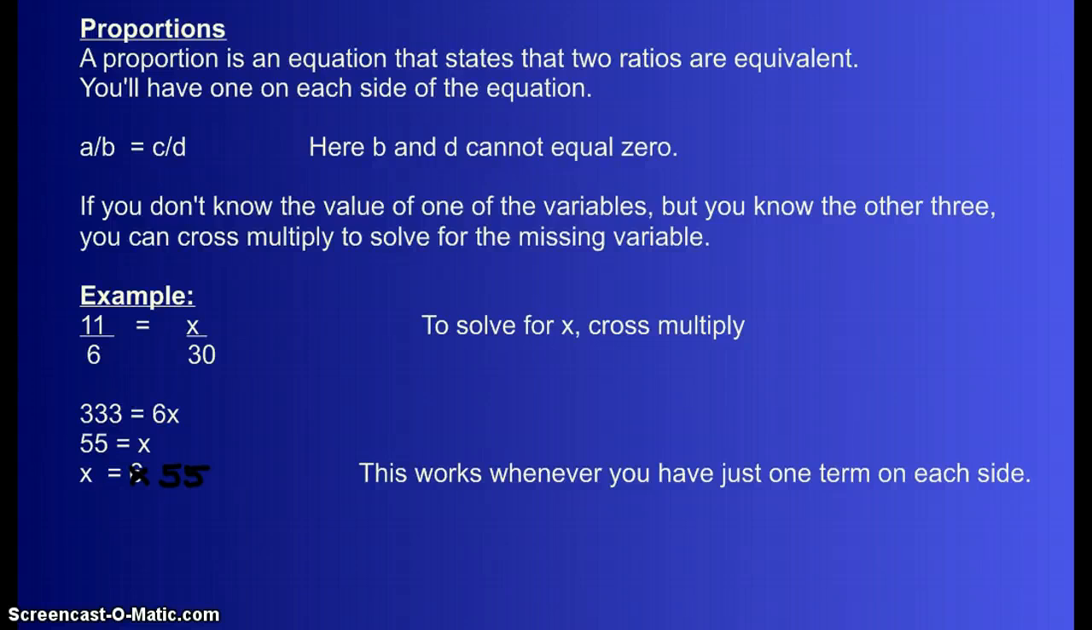In that last step, all we wanted to do was switch around so that the variable was on the left-hand side and the number was on the right. So it should be that 55 equals x, or x equals 55. Now, this system works whenever you just have one term on each side. So when you have one ratio on one side and one on the other, then you can cross multiply to solve for the variable.